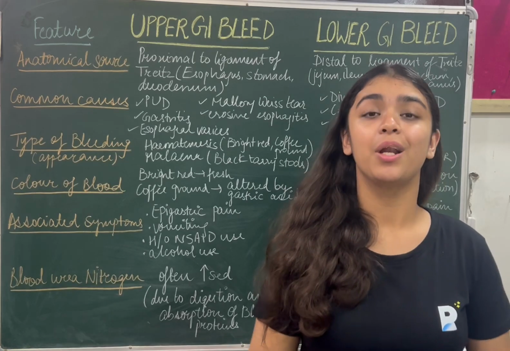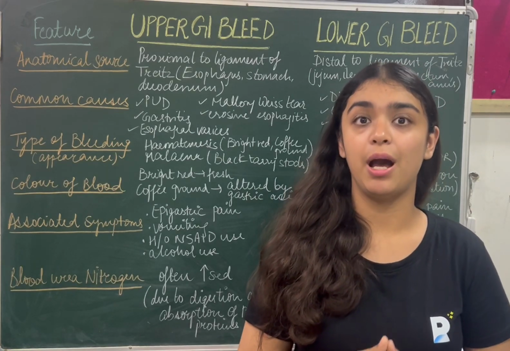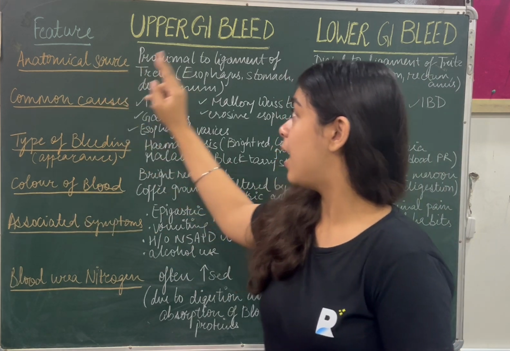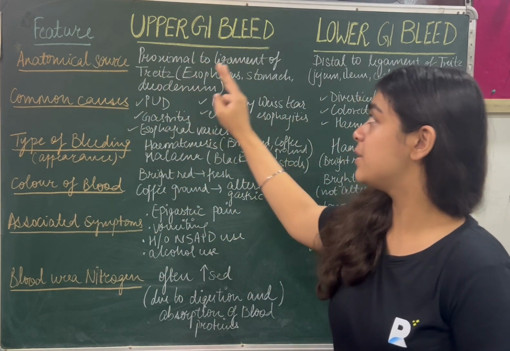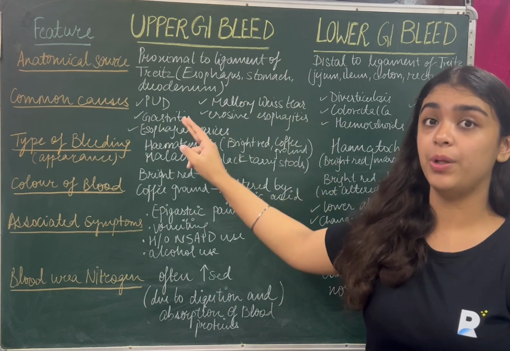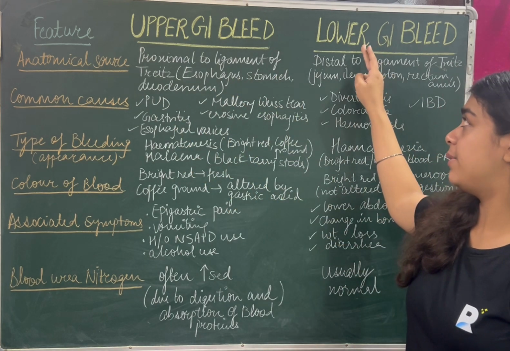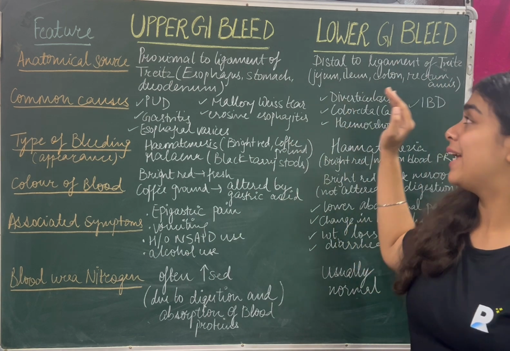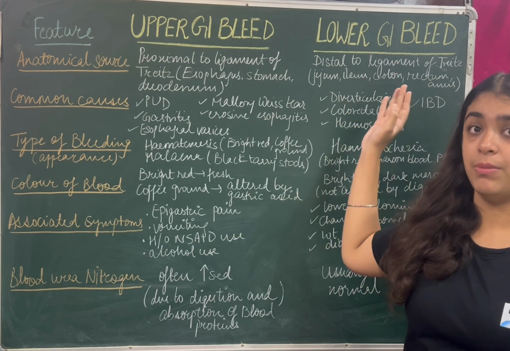So hello folks, today we will be differentiating between upper GI bleed and lower GI bleed. First, the anatomical source. Upper GI bleed is proximal to the ligament of Treitz, that is from the esophagus, stomach or the duodenum, while lower GI bleed occurs distal to the ligament of Treitz, that is from the jejunum, ileum, colon, rectum or the anus.